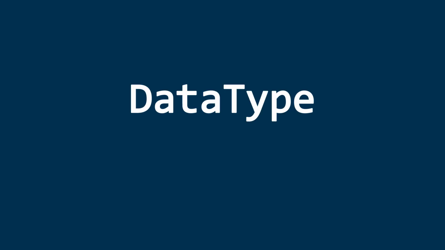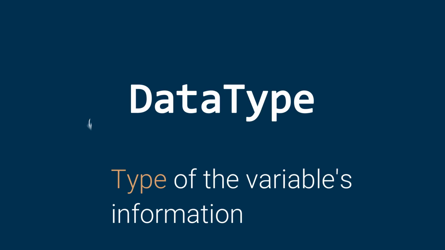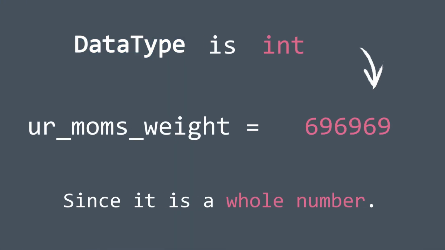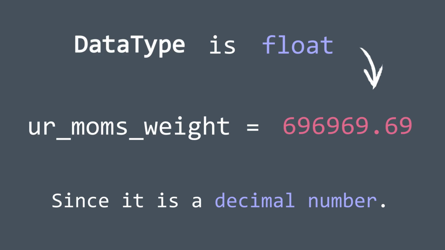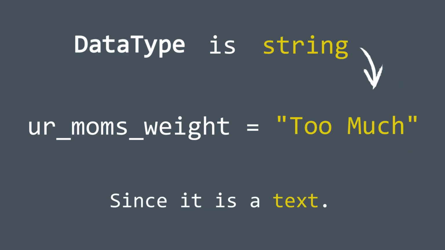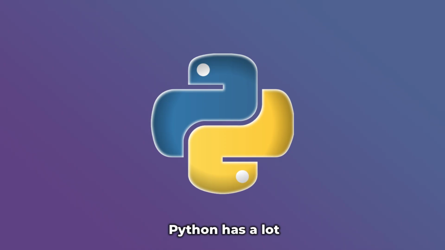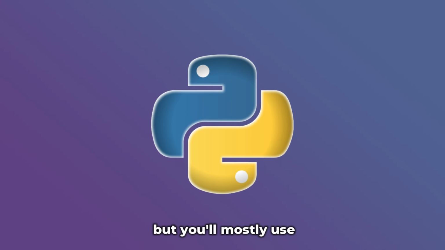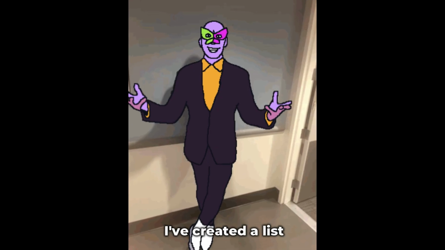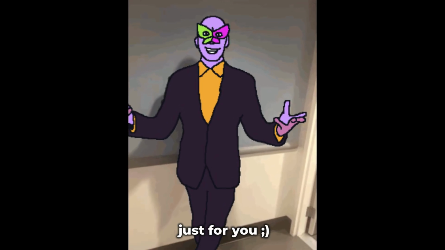Every variable has a data type, which determines the type of the information your variable is holding. This will determine if the variable is, for instance, a number or a text. Python has a lot of those data types, but you'll mostly use just a few of them. But don't worry, I've created a list of most used data types just for you. 3, 2, 1. Noted that? No?